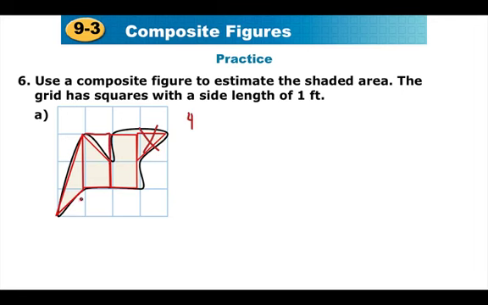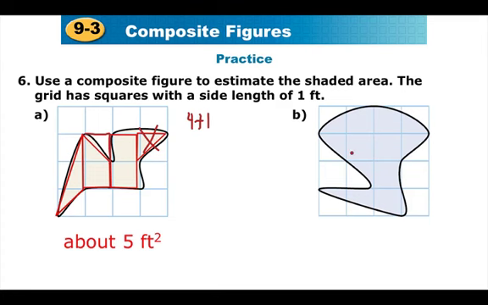Then I look at this, which looks like a triangle. The base is 2, the height is 1. If I apply the formula, base 2 times height 1 divided by 2, or multiply by half, I end up with 1. So I have 4 plus 1. That's why the area of this figure is about 5 square feet.